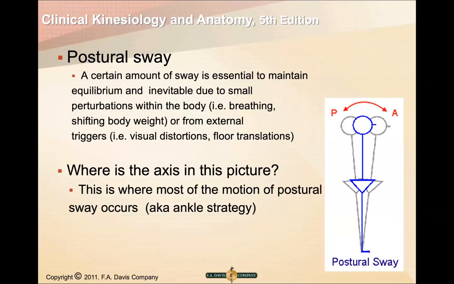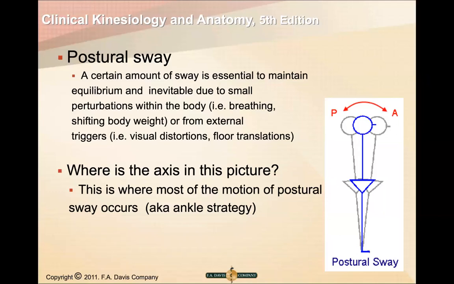And then the last balance strategy that we have is called the stepping strategy. Now let's keep that same example that we just used. You're throwing a ball back and forth, and say your partner throws it super hard. When you catch it, all that force and the momentum of the ball kind of pushes you back, and you have to take a step in order to keep your balance. When you do that, that's called the stepping strategy.